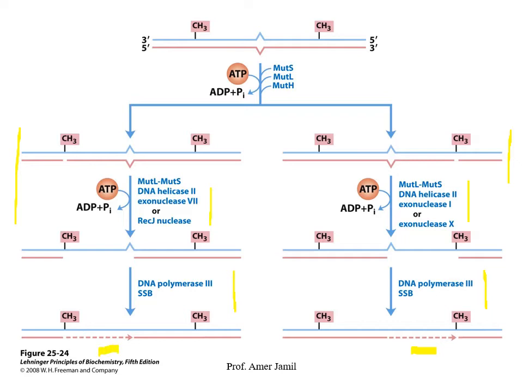So overall, as you have seen, this mismatch is recognized by these proteins, and there is a cut in the daughter strand on either of those sites, and then a whole chunk of DNA is removed, followed by DNA polymerase 3. In this way, this particular mismatch is repaired.